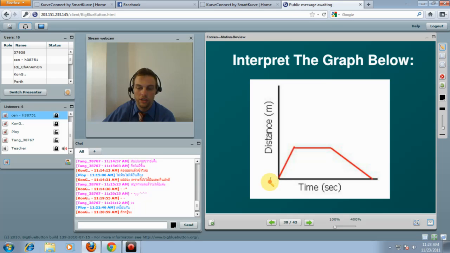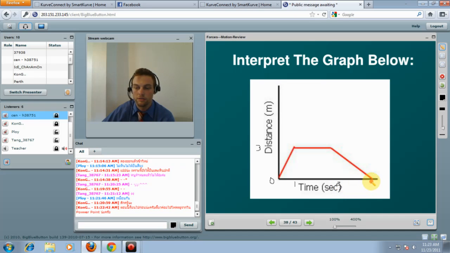And so say this is 0 meters, and this is 3 meters. Okay? This object is going from 0 meters to 3 meters. Say this is 1 second, say this is 3, and this is 5. So from 0 to 1, what's happening here? The line is straight. From 0 to 1, this is constant speed.